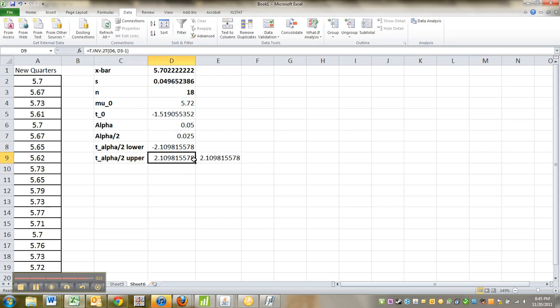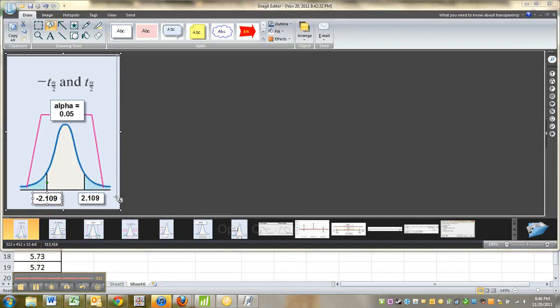So T dot INV dot 2T is the new function, or TINV is the old function. But either way, those are your critical values. Poof, and that's what your graph should look like. Alpha is the area in both tails. You got one critical value up here and another one down here, and they're the same number. It's just they're opposites of each other because it's symmetric.